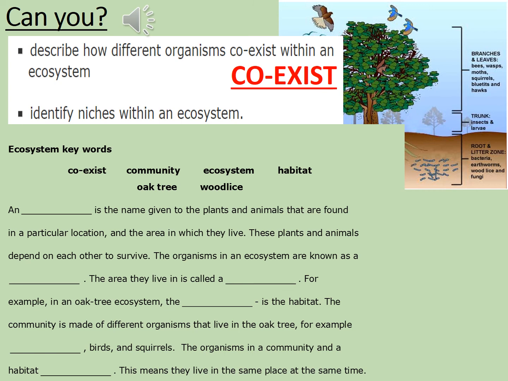The area they live in is called a. For example, in an oak tree ecosystem, the oak tree is the habitat. The community is made of different organisms that live in the oak tree. For example, birds and squirrels. The organisms in a community and the habitat coexist, this means they live in the same place at the same time.